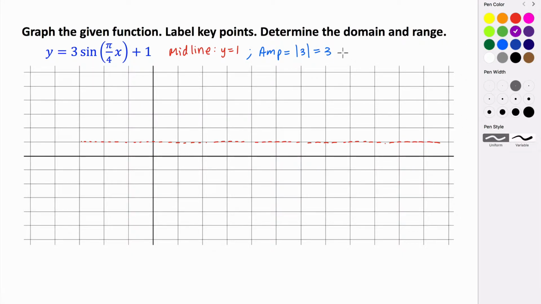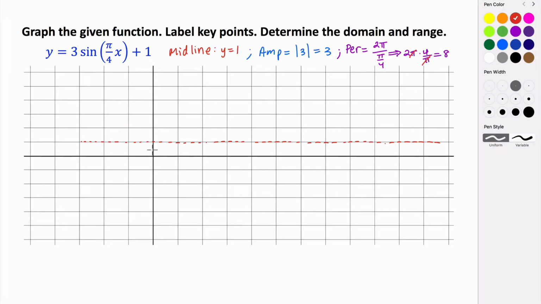And then the period is 2 pi divided by pi over 4. So again, we have to multiply by the reciprocal of the denominator. So 2 pi times 4 over pi. In this case, the pi's cancel, and we are left with 8. So just whole numbers, 8.